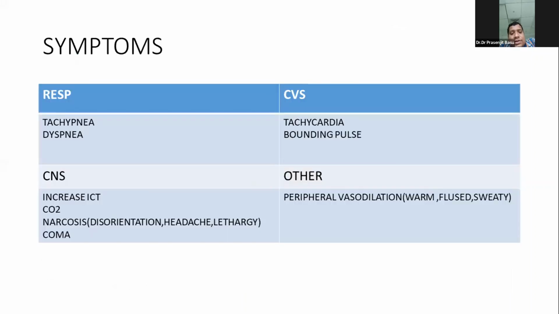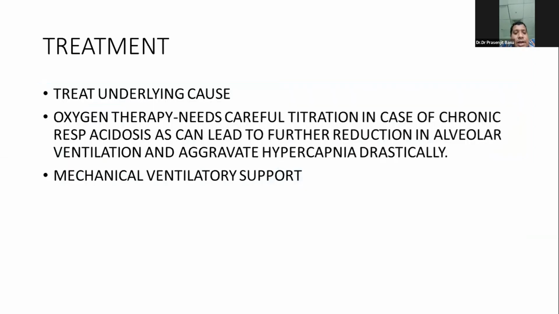Symptoms include respiratory tachypnea, dyspnea. CNS effects: increased intracranial tension, CO2 narcosis, disorientation, headache, lethargy, coma. CVS effects include tachycardia, bounding pulse. Others include peripheral vasodilation. Treat the underlying cause. Oxygen therapy needs careful titration in chronic respiratory acidosis, as it can lead to further reduction in alveolar ventilation and aggravate hypercapnia drastically. Mechanical ventilator support may also be needed.